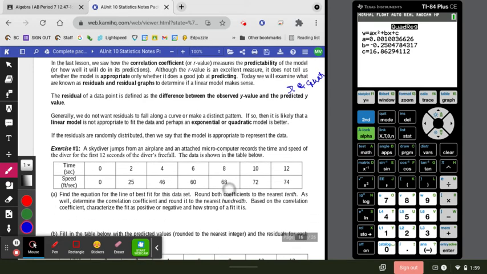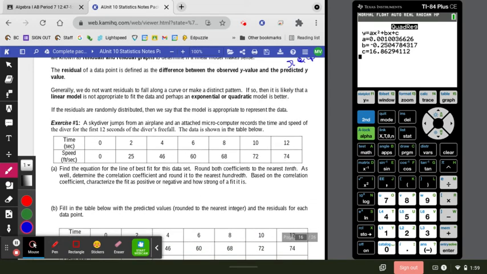So, exercise 1. A skydiver jumps from an airplane. An attached microchip records the time and speed for the diver for the 12 seconds of the diver's fall. The data is shown below. Find the equation of the line of best fit to the data and round everything to the 10th. As well, determine the correlation coefficient rounded to the 100th, and then decide if it's positive or negative. So I want you to pause and I want you to do part A.